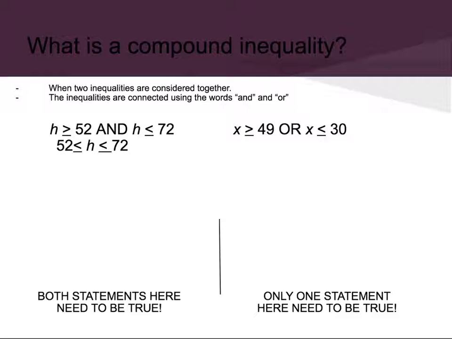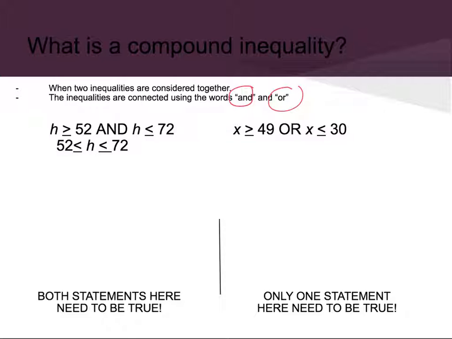Today we're going to talk about solving compound inequalities, and by the end of today's lesson, we'll answer the question, how do we solve and graph compound inequalities that contain the word and? So what is a compound inequality? A compound inequality is when two inequalities are considered together. They are connected using the word and or the word or. So and or can be used.